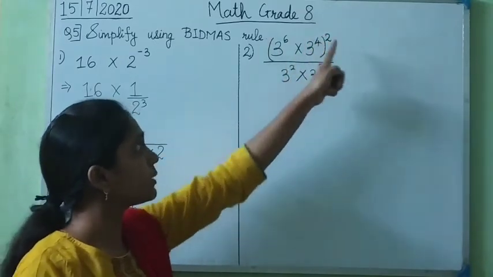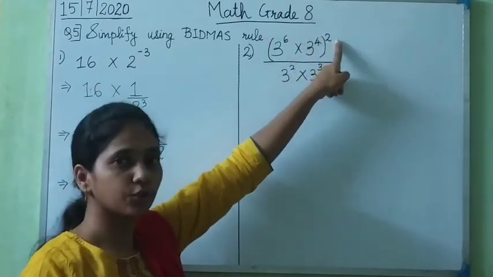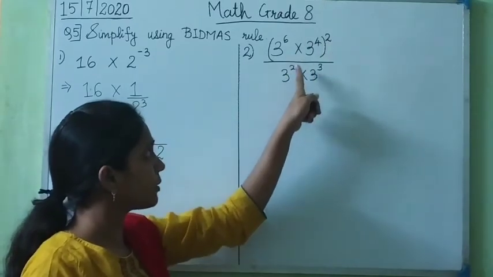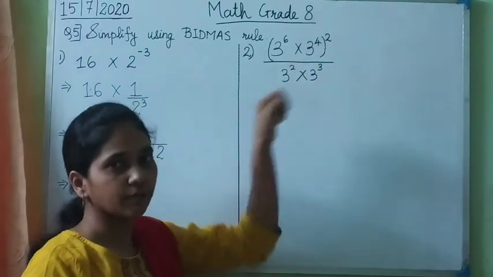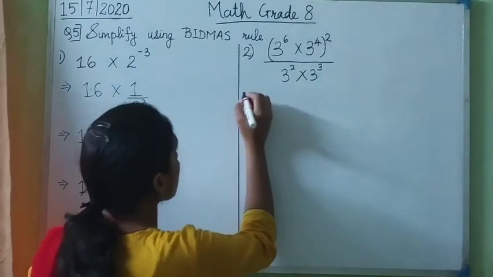the whole raised to the power 2, divided by 3 raised to the power 2 multiplied by 3 raised to the power 3. Okay. So how do we solve this?